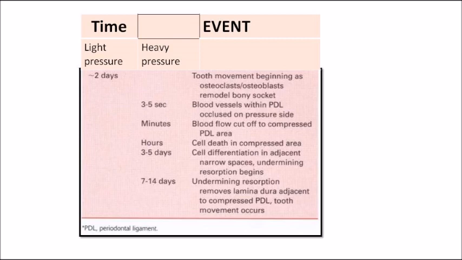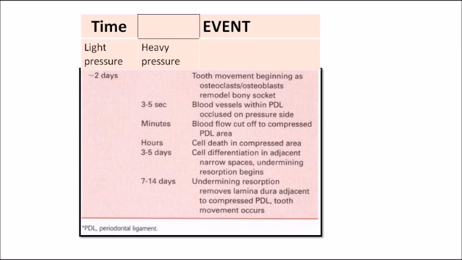Now coming to what biological changes are happening in the periodontal ligament when a heavy pressure is applied. When a heavy pressure is applied, after 3 to 5 seconds, the blood vessels are occluded on the pressure side. So please note this difference. Previously, when light pressure is applied, after 3 to 5 seconds, there is compression of the blood vessels on the pressure side and there is dilation of the blood vessels on the tension side. But when heavy pressure is applied, after 3 to 5 seconds, there is occlusion of the blood vessels within the periodontal ligament on the pressure side.